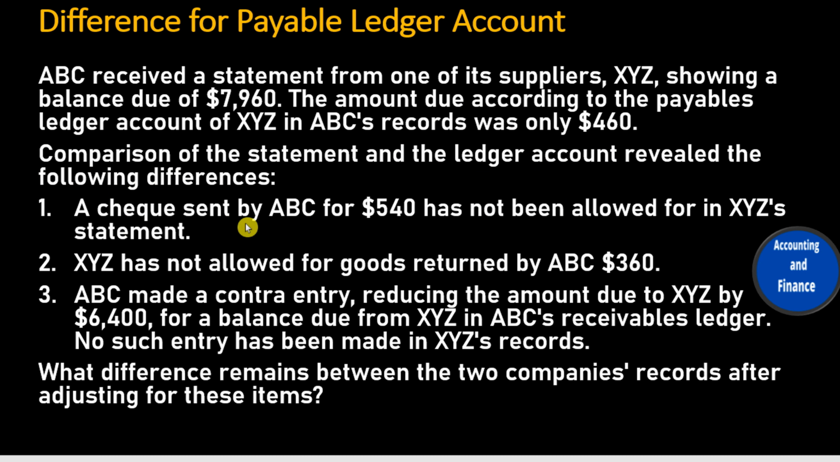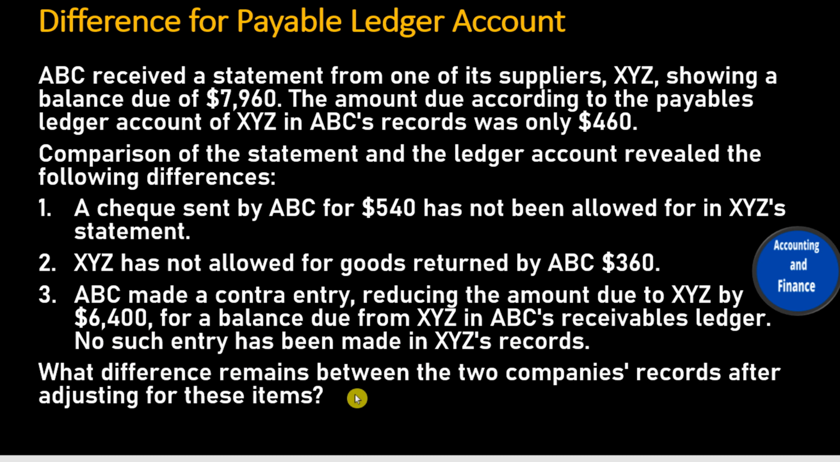1. A check sent by ABC for $540 has not been allowed for in XYZ's statement. 2. XYZ has not allowed for goods returned by ABC, $360. 3. ABC made a contra entry reducing the amount due to XYZ by $6,400 for a balance due from XYZ in ABC's receivables ledger. No such entry has been made in XYZ's records.